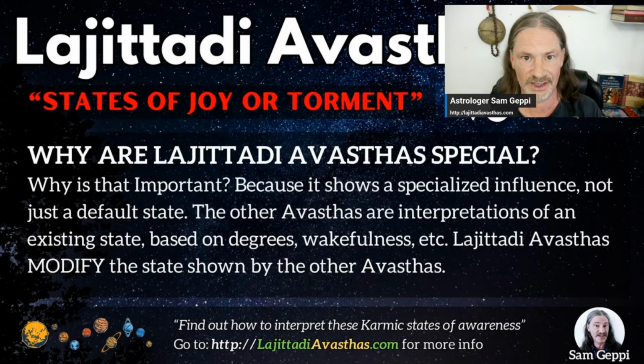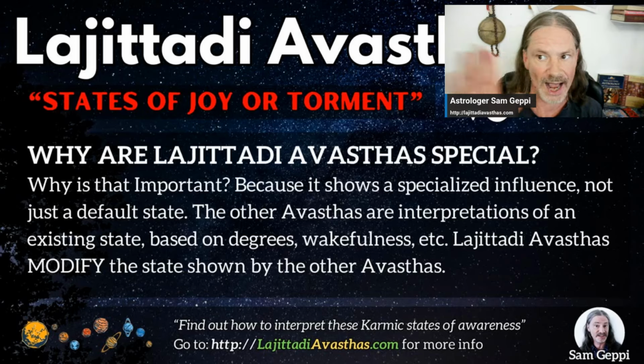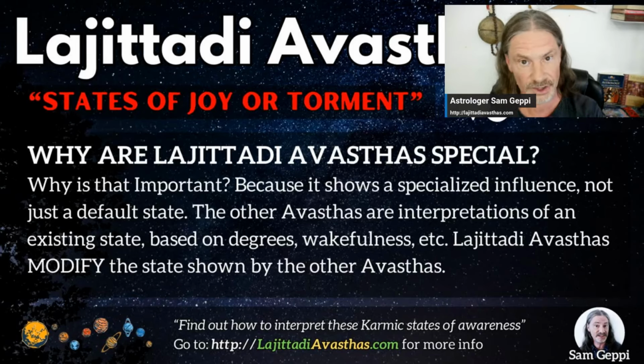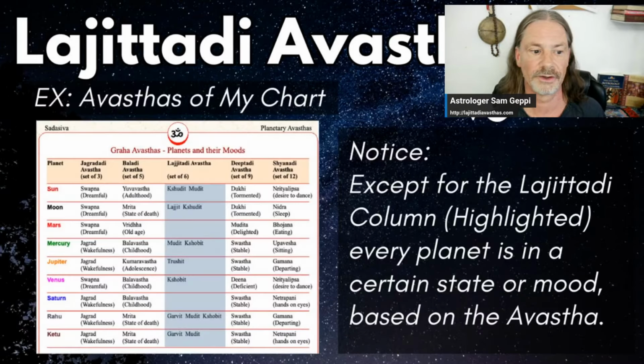They're kind of like aspects. For example, all planets aren't aspecting all other planets, but all planets are in a sign, they're in a house, they're in a nakshatra, but they all don't have aspects. So aspects are like a special thing. And that's what the Lajittadi Avashtas are about as well. So as it says, the Lajittadi Avashtas modify the state shown by the other Avashtas and also other influences.